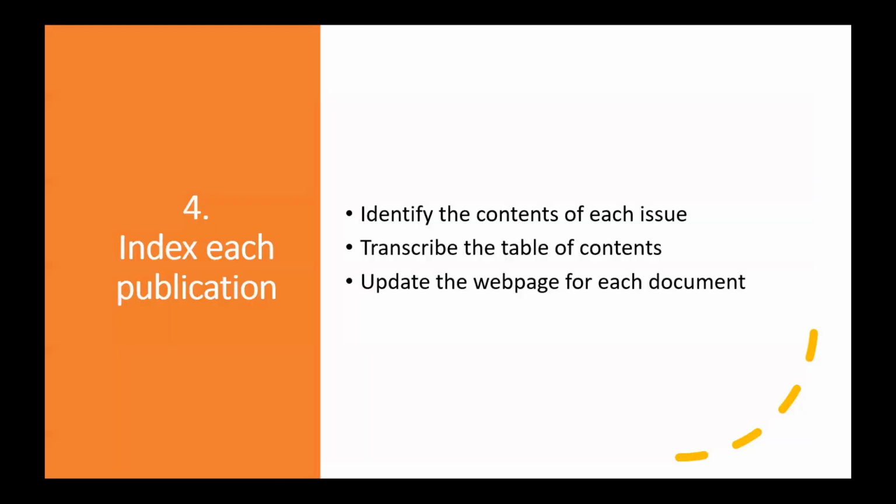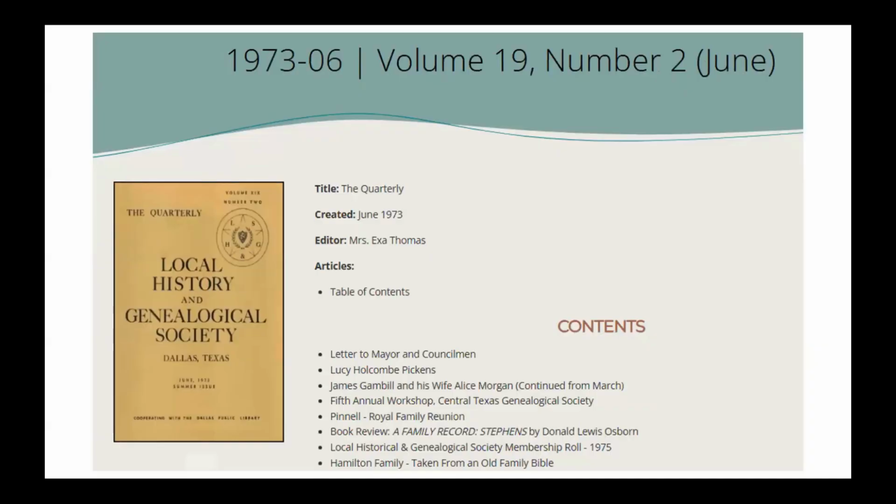The fourth step is to then go back and index each publication. And this is where you want to identify the contents of each publication. If it had a table of contents, you can just simply transcribe that. Otherwise, you're just doing a descriptive description, for lack of a better word, of each document. And so you're going to go back and the second time visit this web page and add this content information.